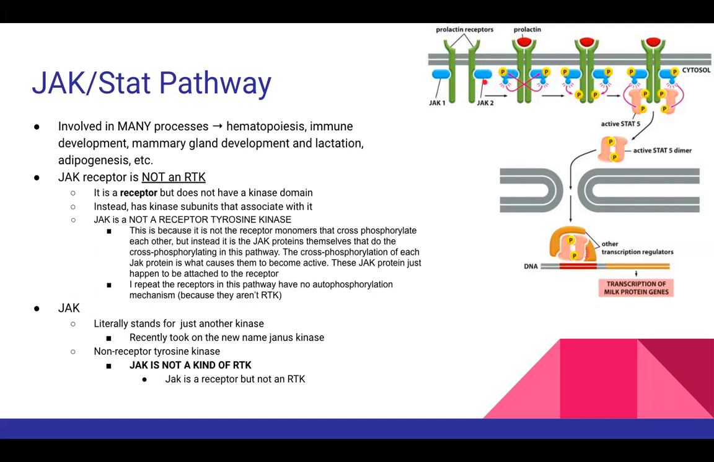And yeah, so that's the gist of that concept. And the JAK-STAT pathway is pretty important because it's involved in immune system development and mammary gland development and lactation. And so that's the purpose of this pathway. It produces proteins involved in milk production. And I think it's specifically for breastfeeding.